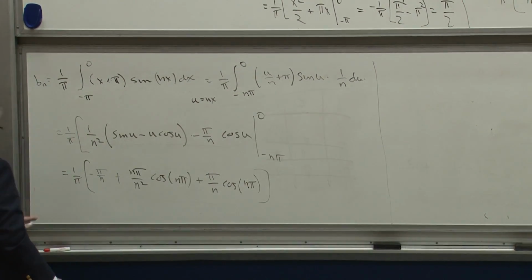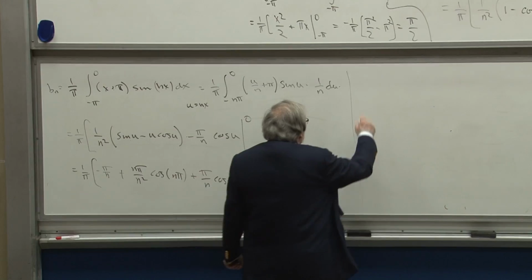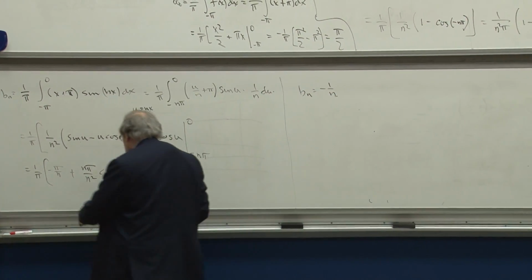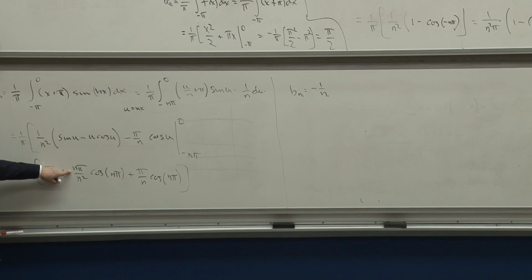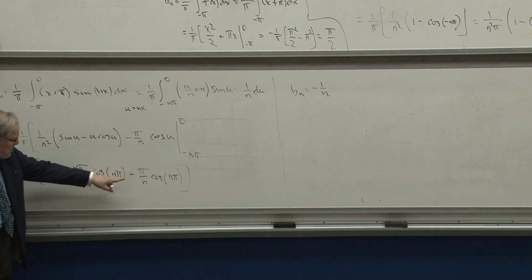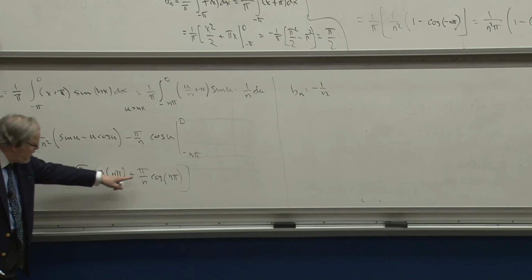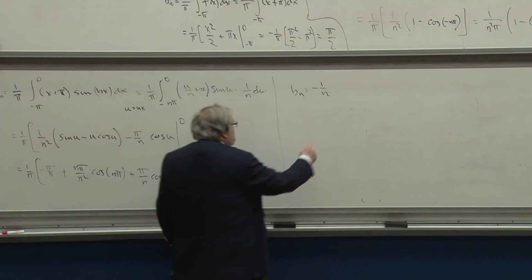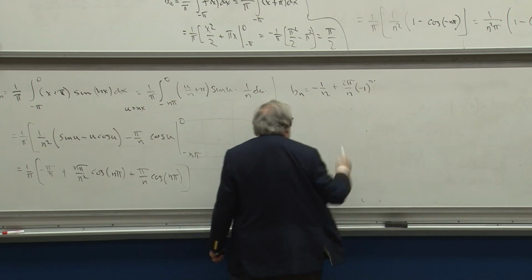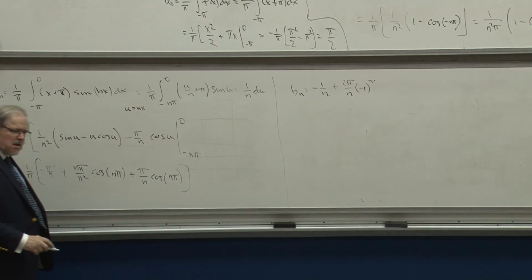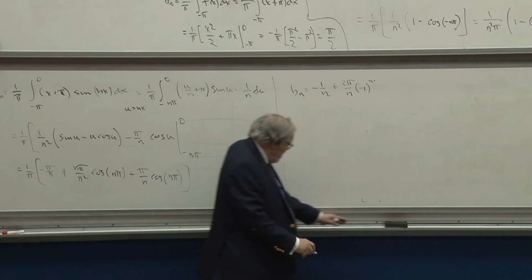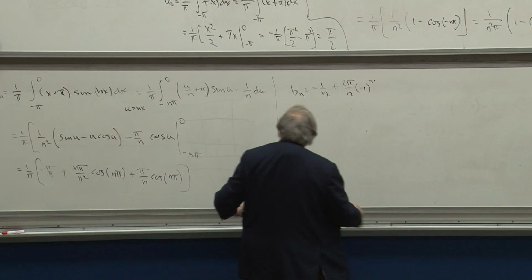All right, so what have I got here? I've got a negative 1 over n. N pi over n squared, so this is pi over n. This is also pi over n. There's 2 of those, so there's 2 pi over n. Cosine of n pi is negative 1 to the n. So things collapse fairly nicely.